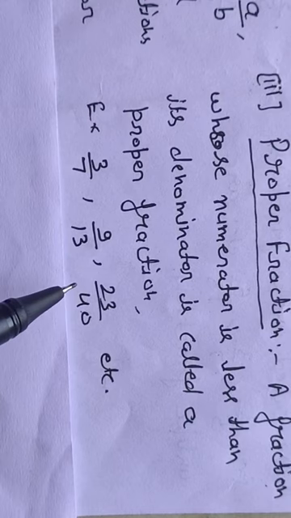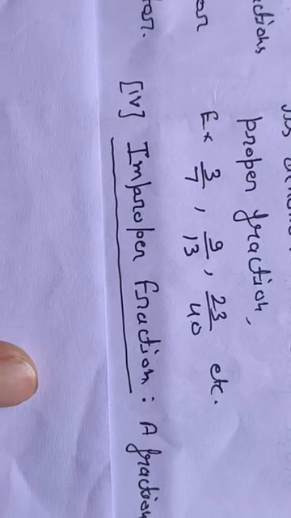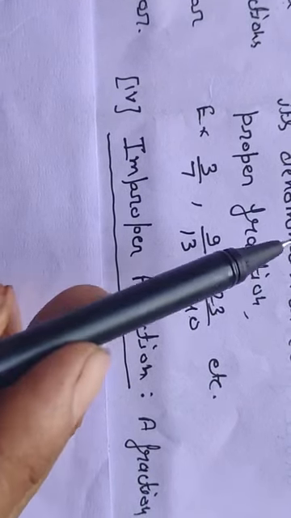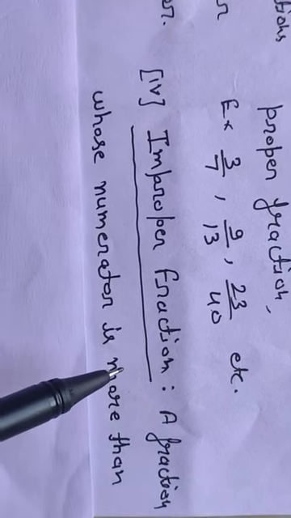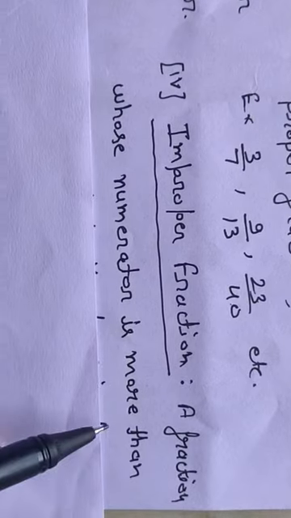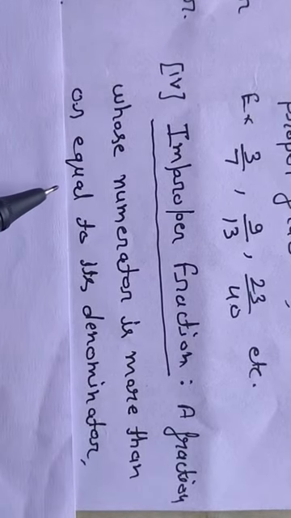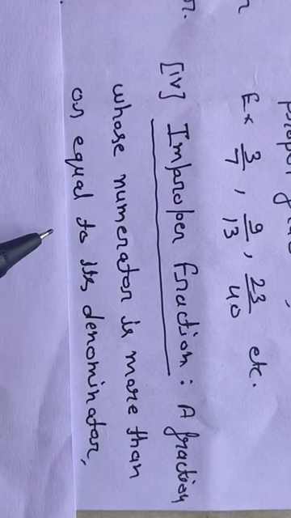The reverse is called improper fraction. So next is improper fraction. What is an improper fraction? A fraction whose numerator is greater than the denominator. A fraction whose numerator is more than or greater than, more than or equal to its denominator. It can be equal also.